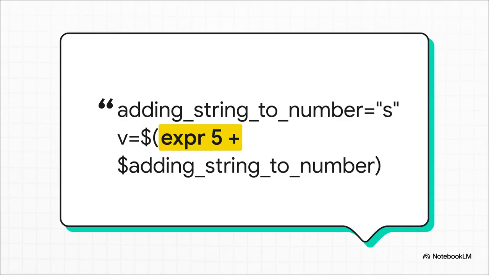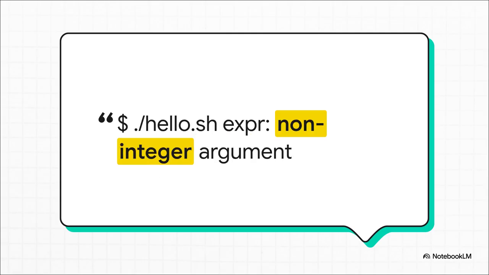Okay, let's talk about something everyone deals with. Errors. Bugs. Here's a script with a problem. We're trying to tell the computer to add the number 5 to the letter S. That doesn't make any mathematical sense. The computer is not going to like that. And sure enough, when we run it, we get an error. It says non-integer argument. And, okay, we kind of know what that means. But imagine this error was buried in a script that's hundreds of lines long. The error message doesn't tell us where the problem is.